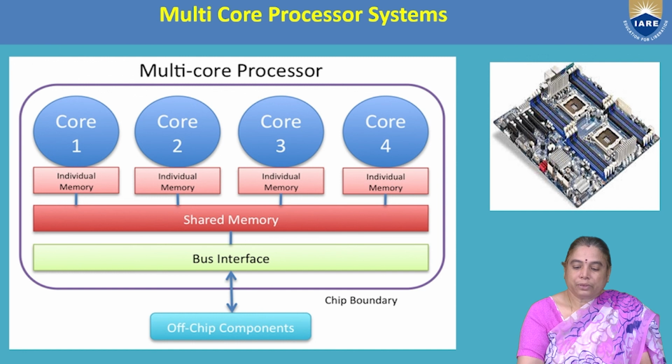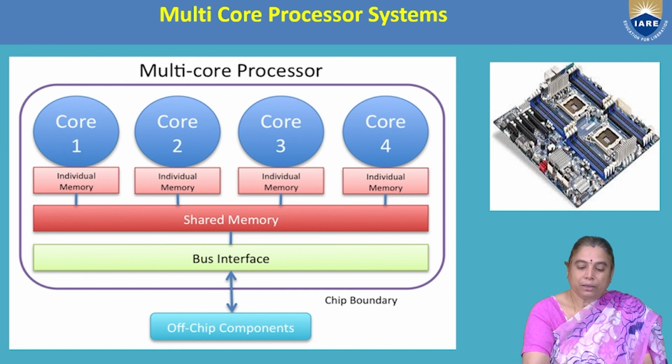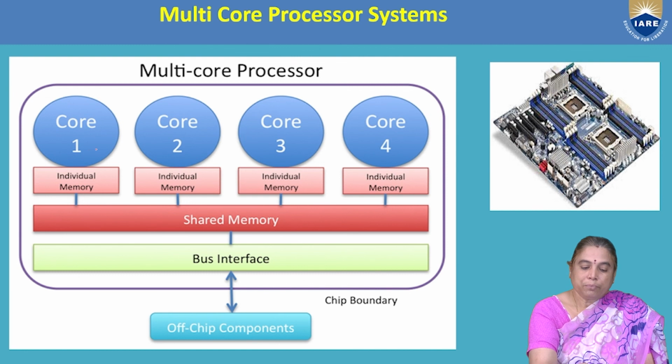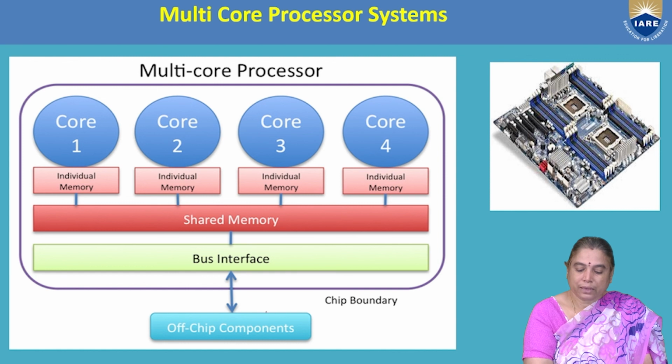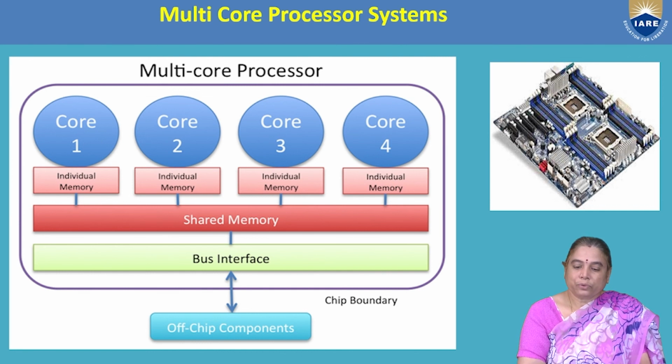In multi-core processors also, we are having not only a single core processor, but multiple CPUs having their individual memory, which can be connected with a shared memory via a bus interface to the off-chip components, the IO devices. By using these multi-core processors, we improve the number of instructions that can be executed per second. The throughput and speed of instruction execution can also be improved.